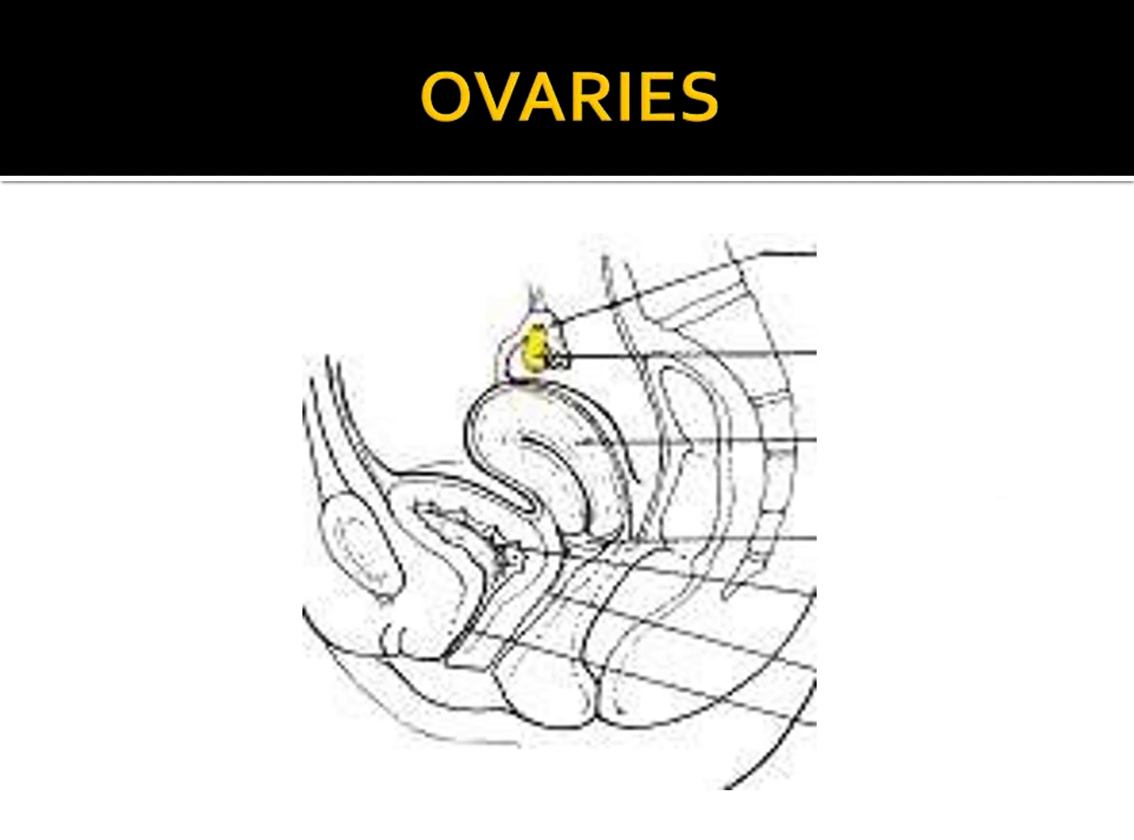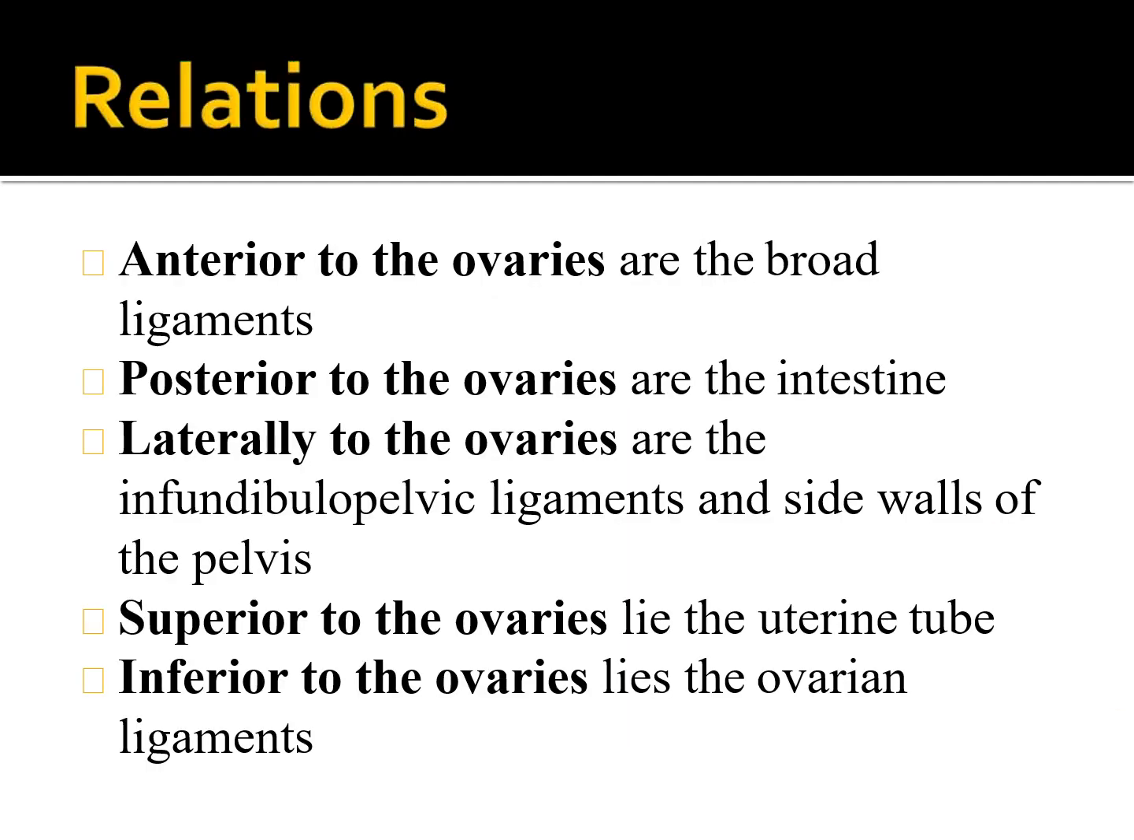The structures related to the ovary include: anterior to the ovaries are the broad ligaments, posterior is the intestine, laterally there is the fallopian to pelvic ligament, and the side wall of the pelvis. Superior to the ovary is the uterine tube, and inferior to the ovary is the ovarian ligament, which attaches the ovary to the uterus.